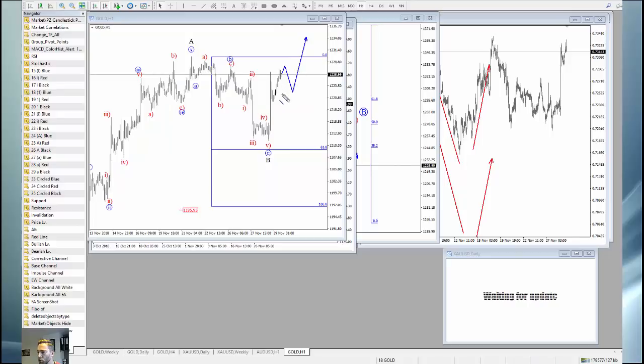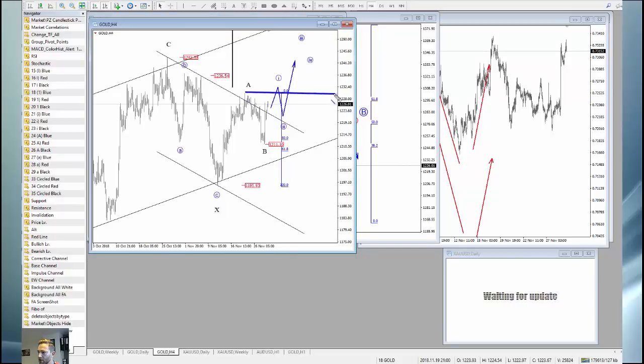So I'm expecting more upside. We may see a retest once more, maybe of this 1220 level, but I'm expecting prices definitely to rally above wave A and then maybe even back to these swing highs from October.